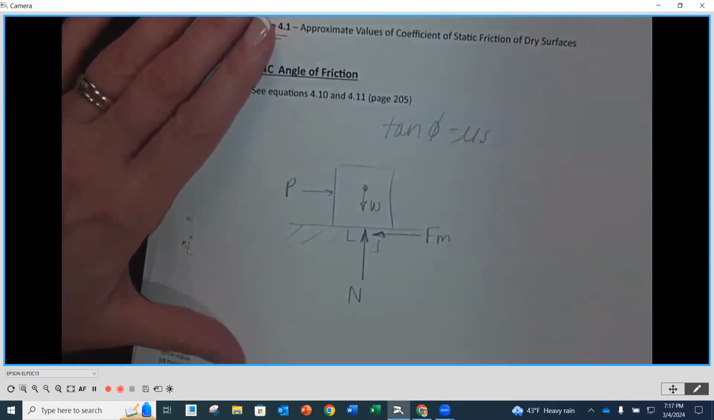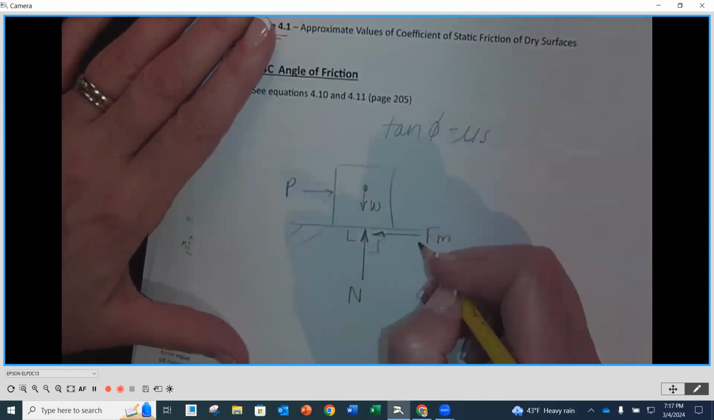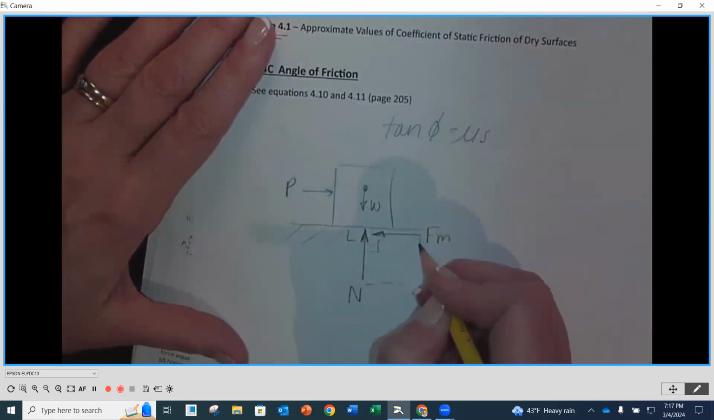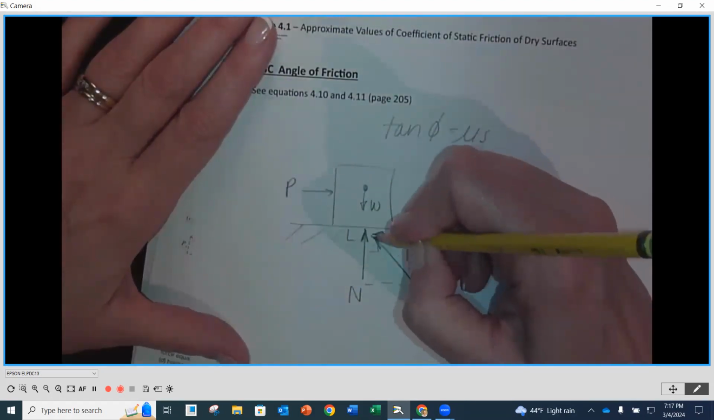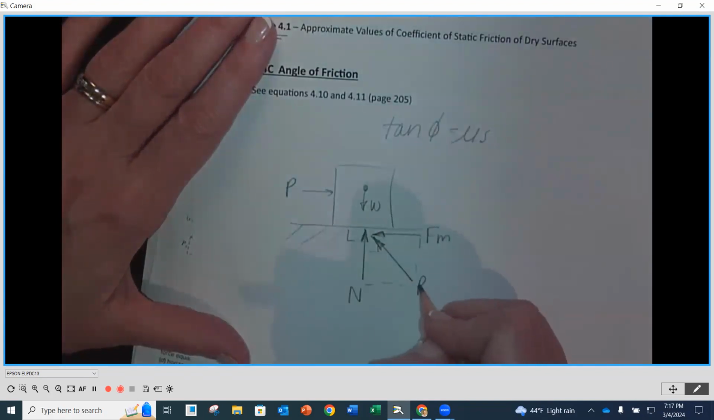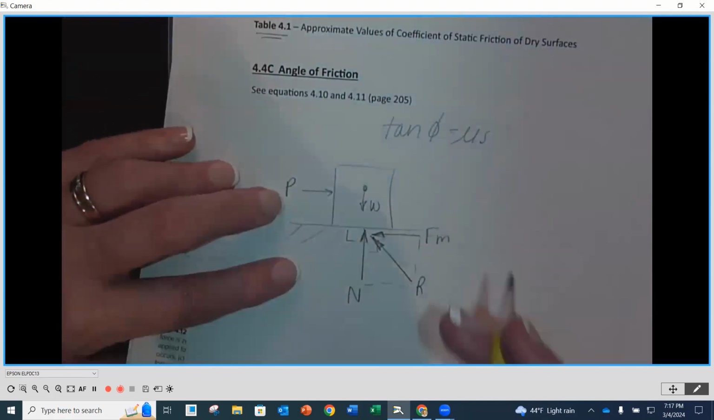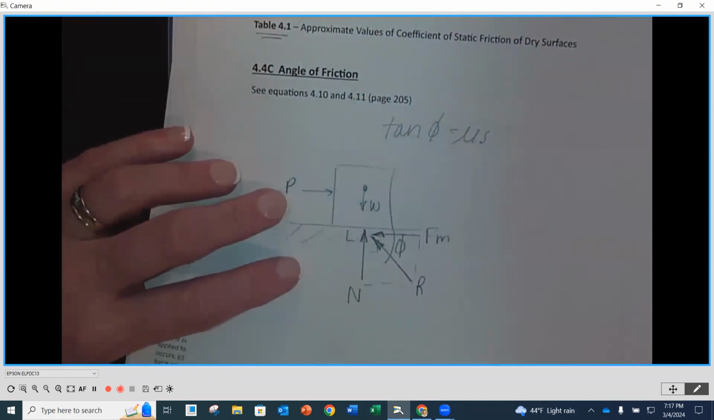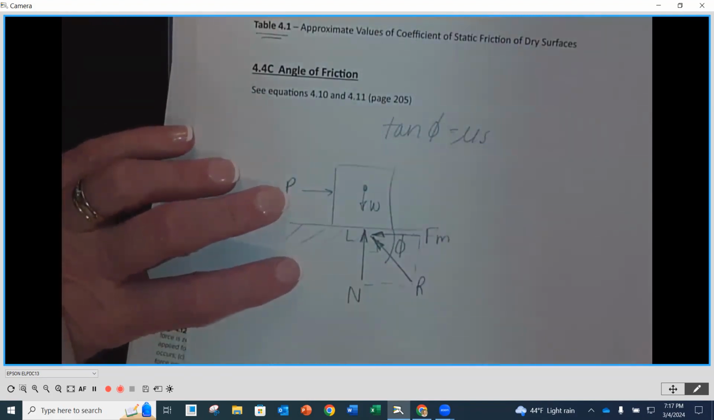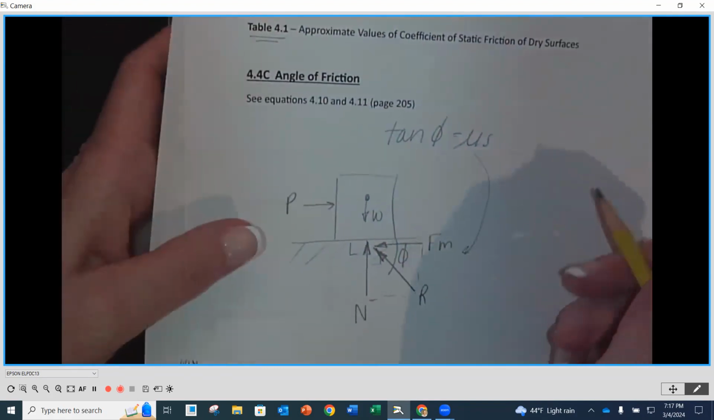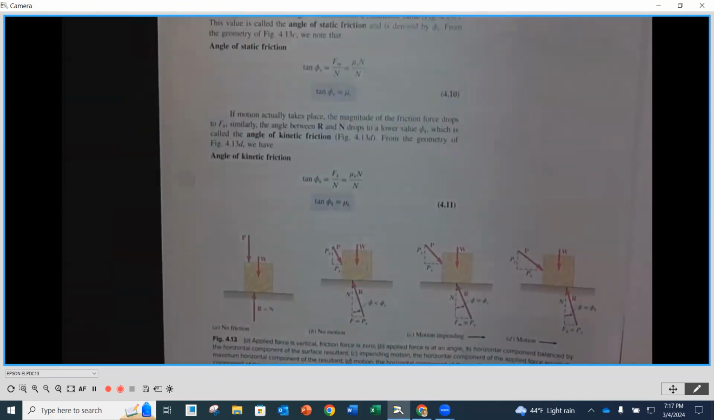Now, if we want to determine what our coefficient of friction is, we are going to find that there is a resultant due to this. There is a resultant, and that resultant is going to have an angle. And that angle right there is called phi. And the tangent of that angle is going to be equal to our coefficient of friction. Right there. So if we look at, I think it's this one right here.